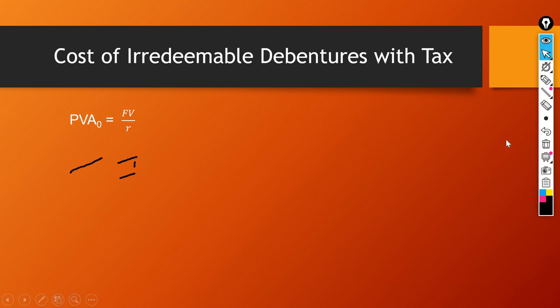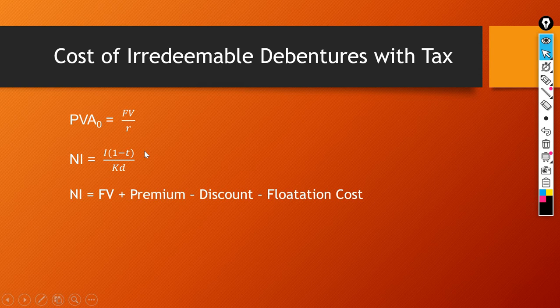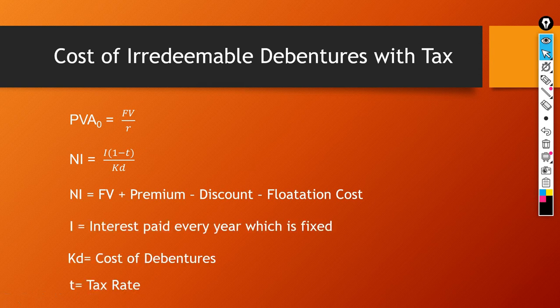Now if we talk about the cost of irredeemable debentures with tax, the only thing is that whenever we are talking about tax, we are getting the tax shield. So if a 50% tax rate is there, we are getting a 50% tax shield. So we have to do nothing, but instead of I, I will write I(1 minus T), where T is your tax rate. NI will be the same, interest rate is the same, KD is the same. The only thing is small t, which is known as the tax rate.